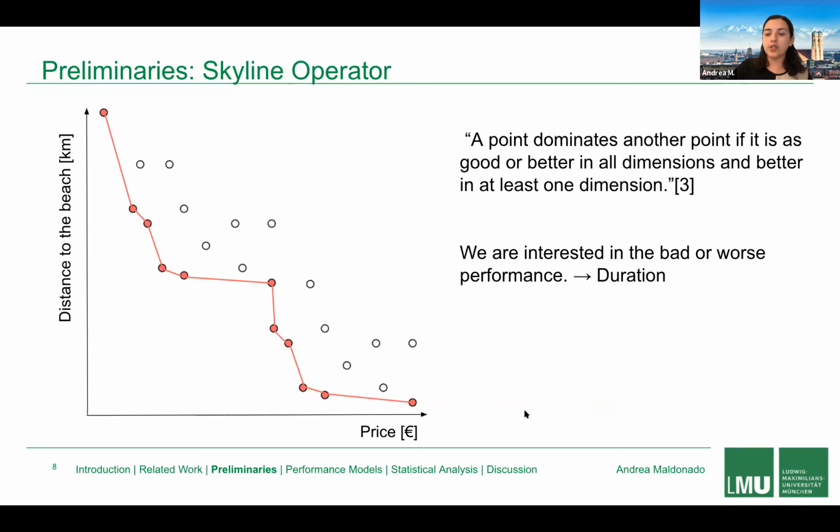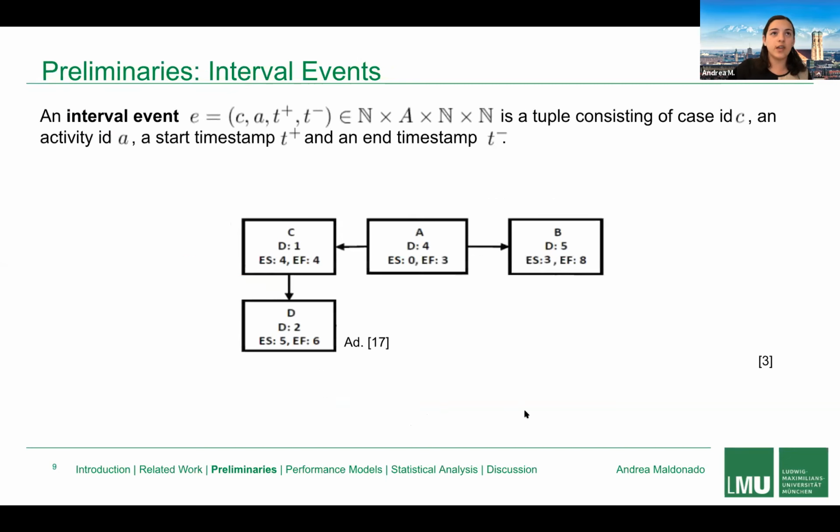Since we are interested in the performance of processes, we want to look at some kind of filtering that gives us the activities or the events that perform the worst in terms of duration. I will tell you more about this later. For this, we already know duration. We need 2 timestamps, and for this, we define the interval events as follows. In our case, we have, as we all know, the case ID, activity ID, and timestamp, and now we have an additional timestamp so that we can mark the start and the end of each activity or each event.